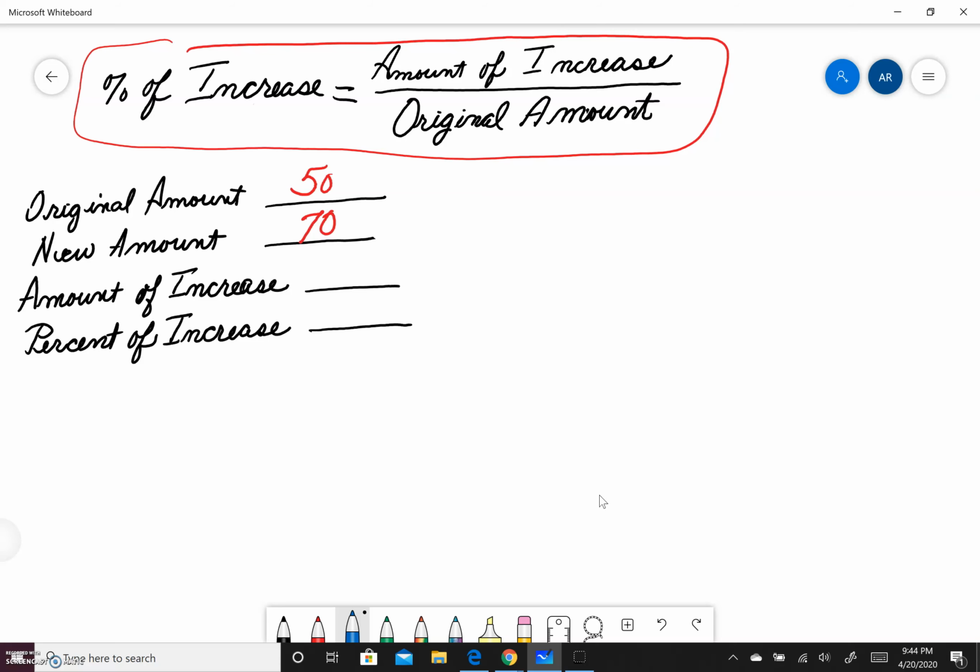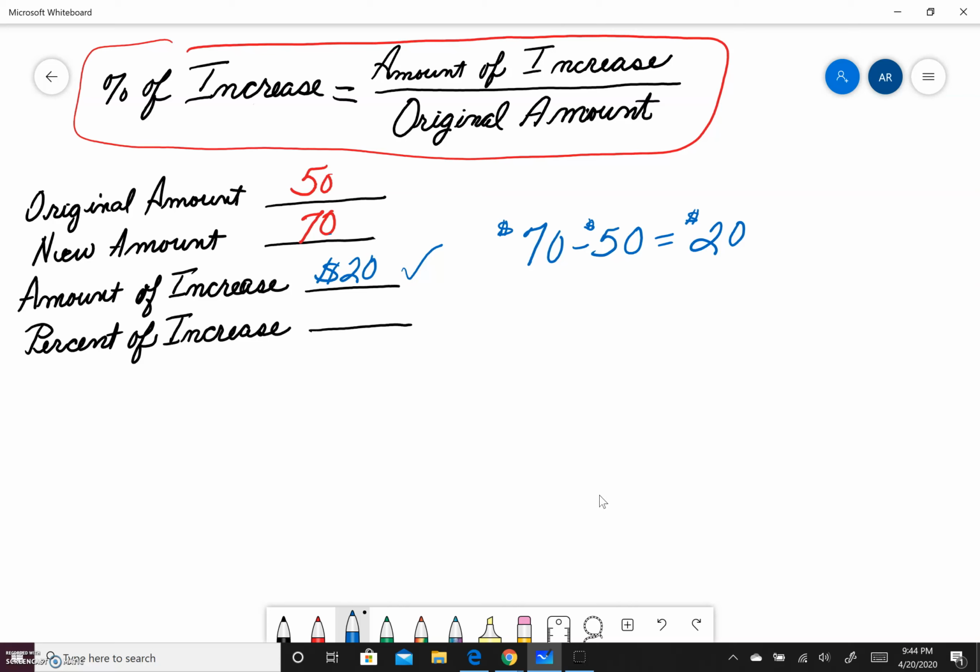Now you can see we have the original amount, but we don't have the amount of increase yet. So to get this value here, the amount of increase, you just take your new amount and subtract the original amount. It's the same thing as going into the store and you see something and you say, oh, it's $70 now. Well, it was originally $50, and you can subtract that in your head and see what the increase was. So the amount of the increase is $20. And we just subtract 70 minus 50 to come up with that value.